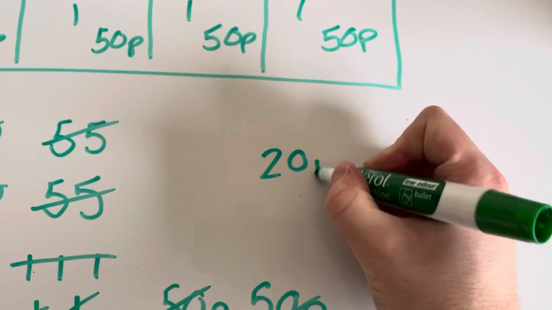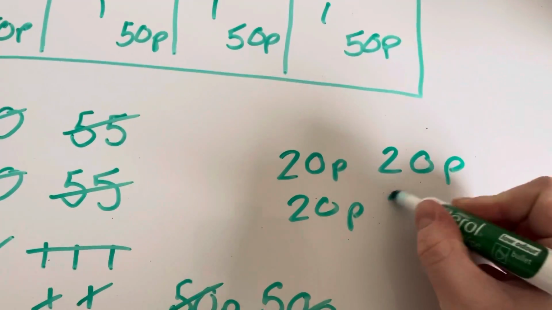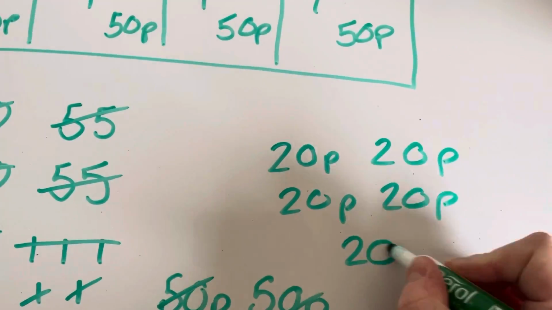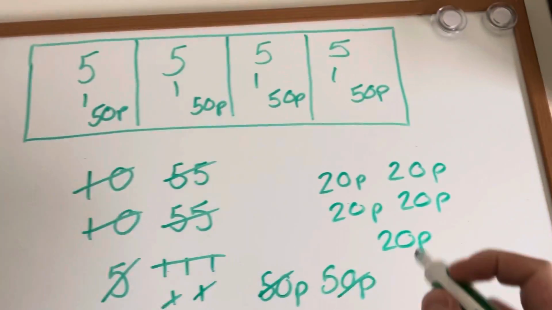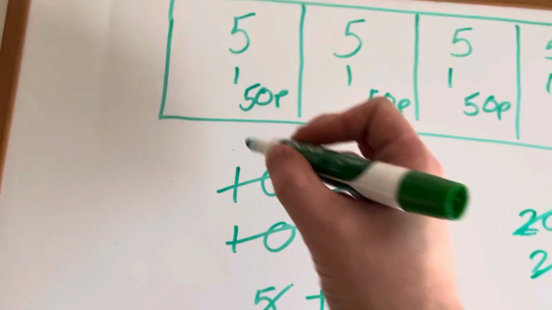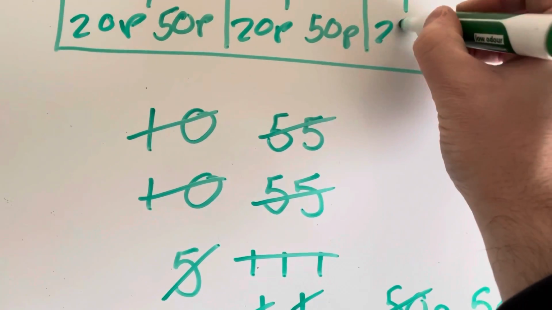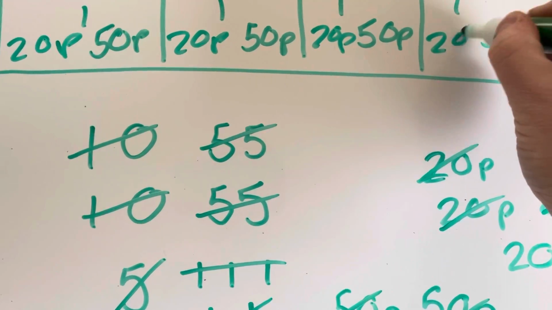So I've got 20p, 20p, 20p, 20p, 20p. Now I can see I've got 5, so I can give at least everybody 1 20 pence. So this is what I'm going to do. 20p, 20p, 20p, 20 pence.